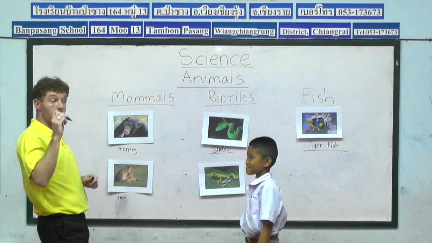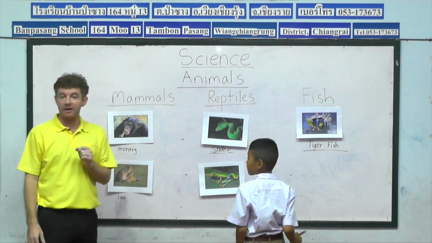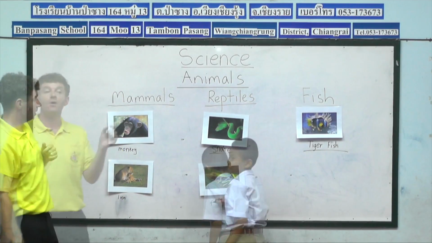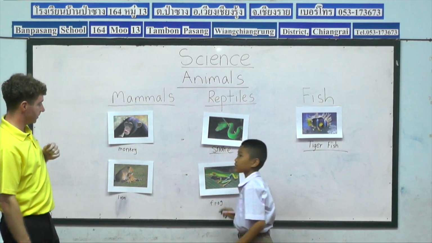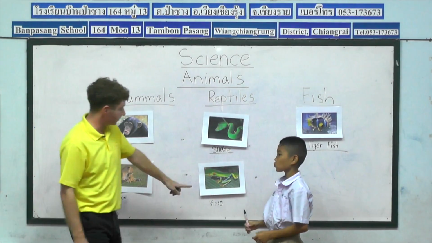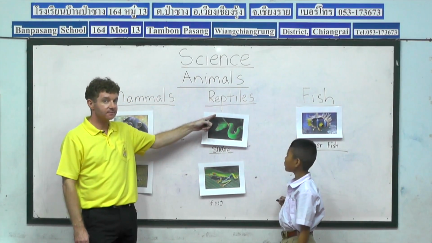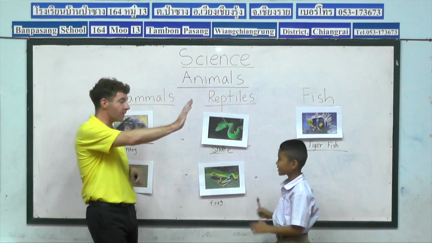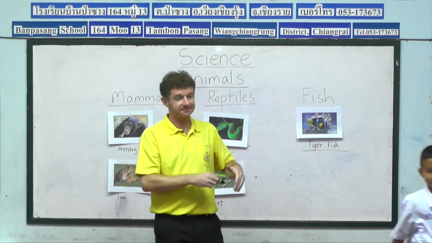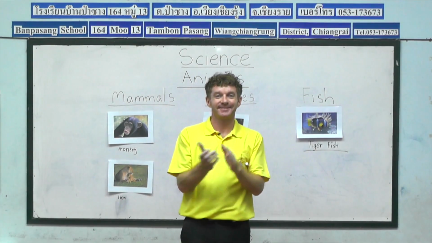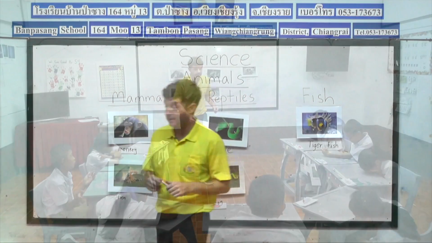And now let's help Bang Bon to write the word frog. How do we spell frog, guys? F-R-O-G. Okay, that's very good, Bang Bon. So we've got frog, reptiles. Excellent. High five for Bang Bon and a round of applause. Very well done. Still a few left, guys, so let's see who's next.